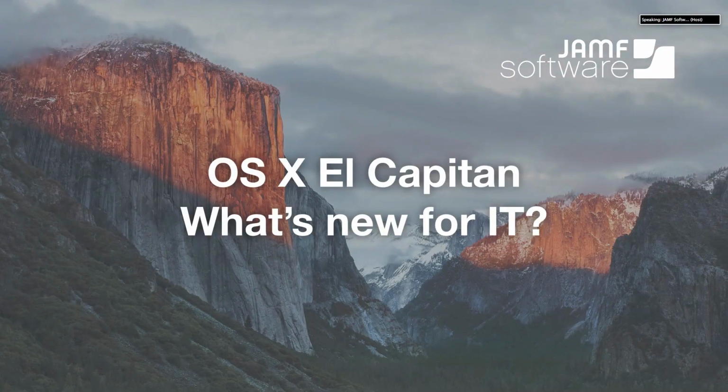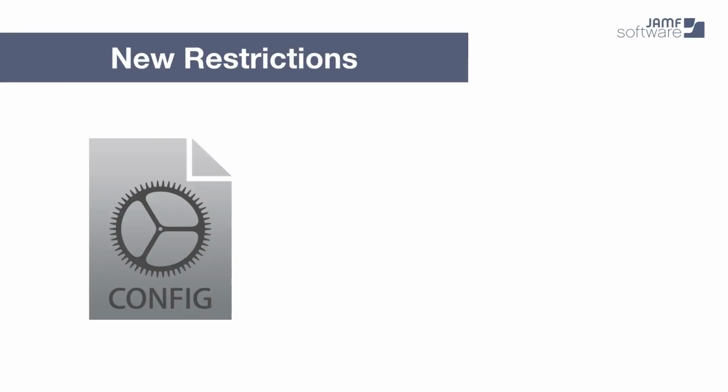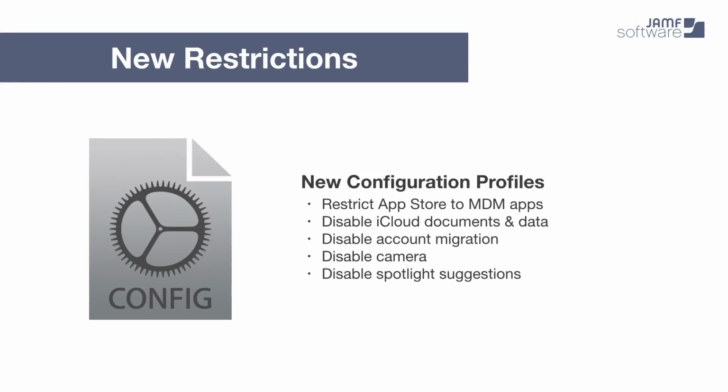So moving forward here, El Capitan just was released earlier last month. And let's talk about what's new for IT with that. There again are some new restrictions that are available out there. And there's not as many as iOS 9, but there certainly are some that are important. And some of those new profiles include the ability to restrict the App Store to only apps that you choose to scope to it, restricting some iCloud data, disabling the camera on a Mac, which is handy, and disabling some of the new features like what's new in Spotlight.